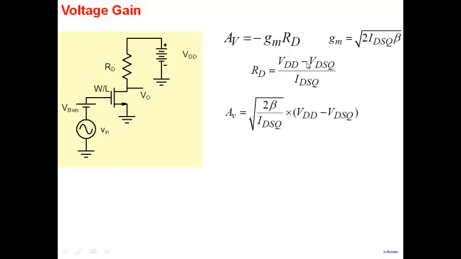That's how I've written it. So we are looking at this particular expression here. We said RD will be equal to VDD minus VDSQ divided by IDSQ. Okay, so RD will change. As I decrease my IDSQ by changing the bias, I'm going to change my RD as well. So one way that you see here is decreasing IDSQ.